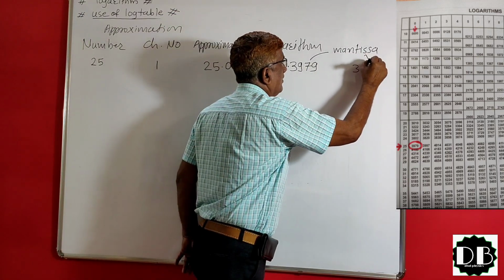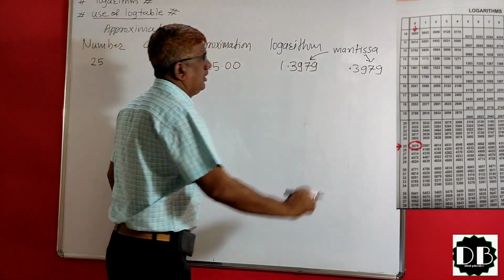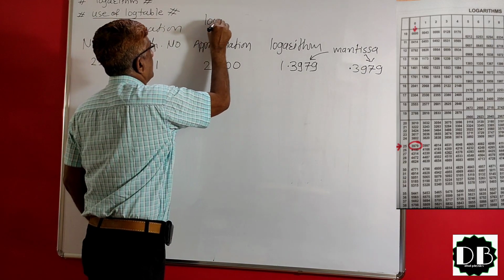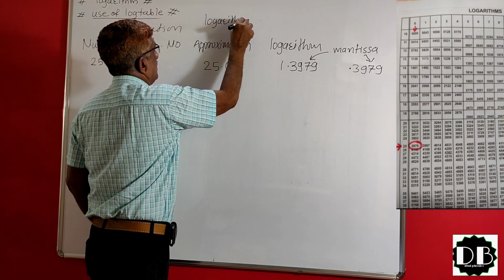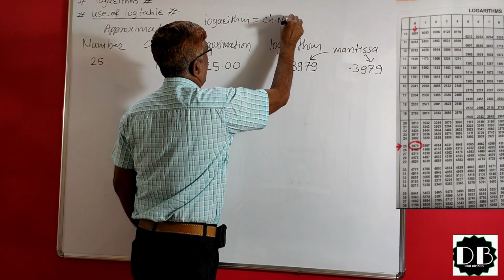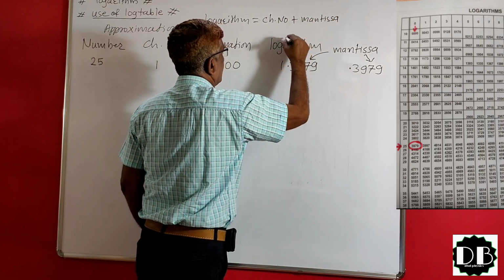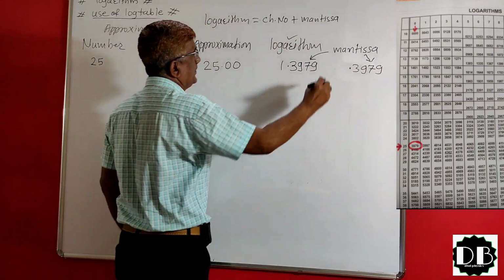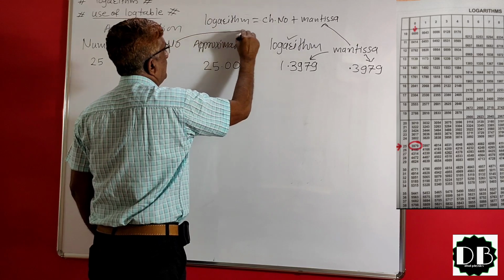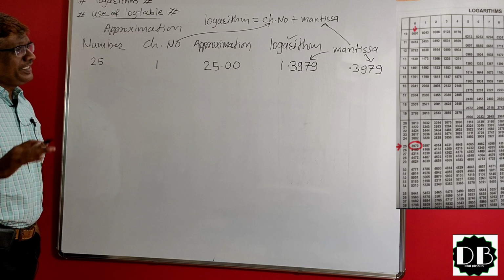This is the mantissa, always written in this form. That means logarithm is equal to character number plus mantissa. This is your final logarithm. That means this mantissa and this character number give us a logarithm for any number.